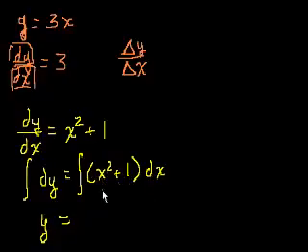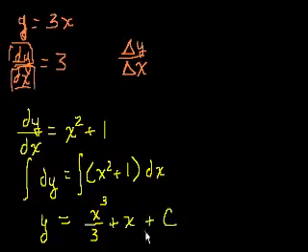And what's the antiderivative of x squared plus 1? Well, it's x to the third over 3, and we're just taking the derivative backwards. And once again, watch the videos on the antiderivative. There's, I think, 8 or 9 of them. Plus x, and then plus c.